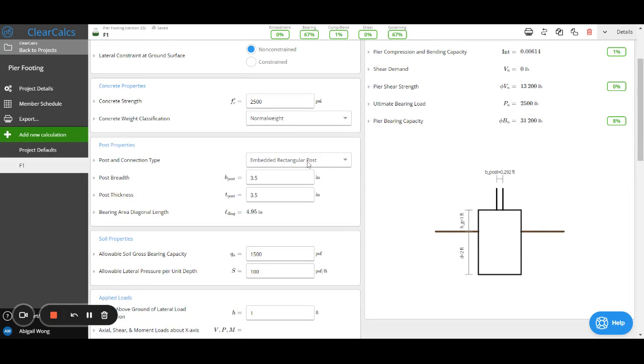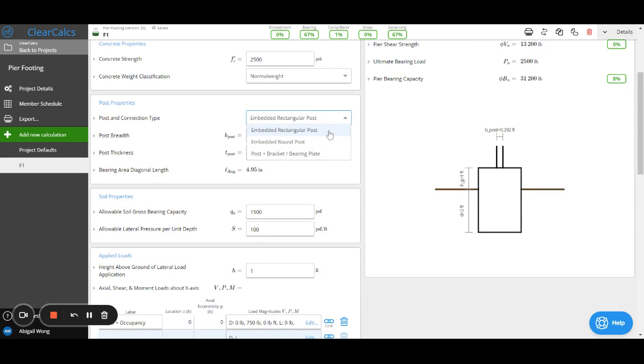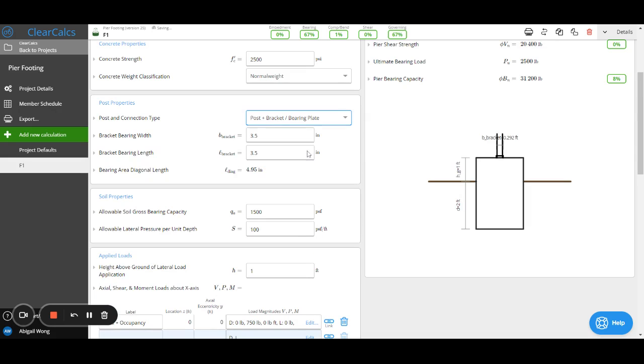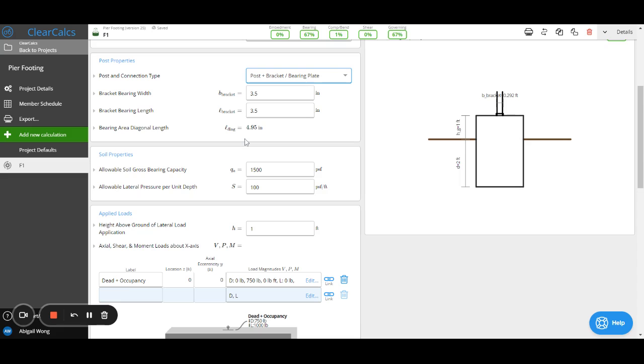For the post and connection type, you can design either an embedded rectangular post, round post, or a post with a bracket and bearing plate. This is used to determine the concrete bearing calculations and will be based on either the concrete area from here or the bracket area. This calculator only analyzes the pier, so it should be noted that the post is to be designed properly and separately.